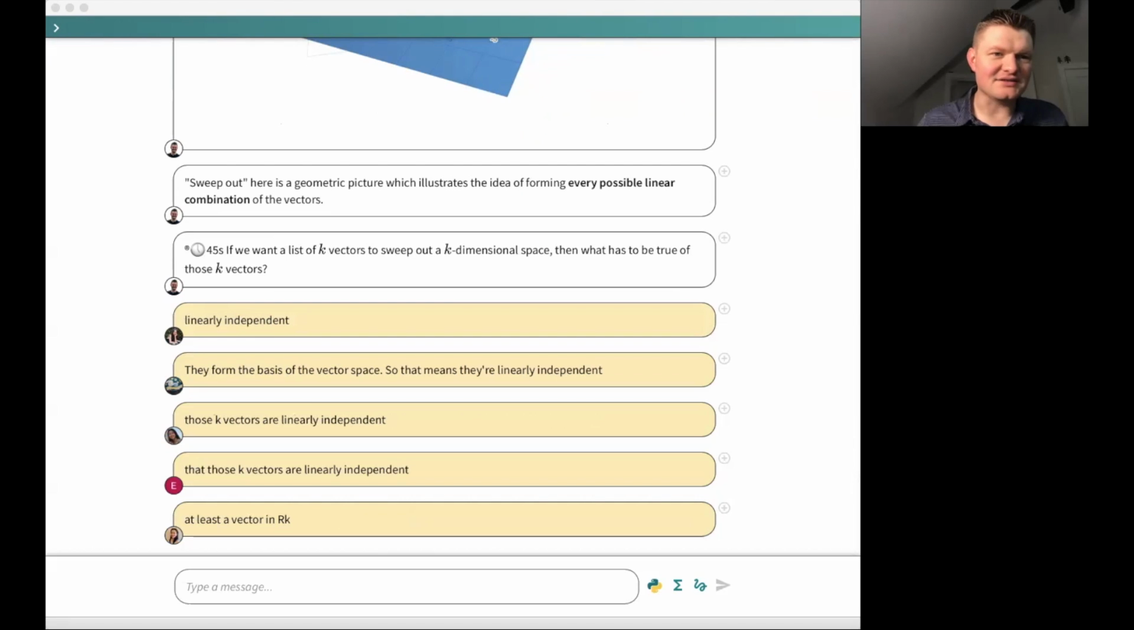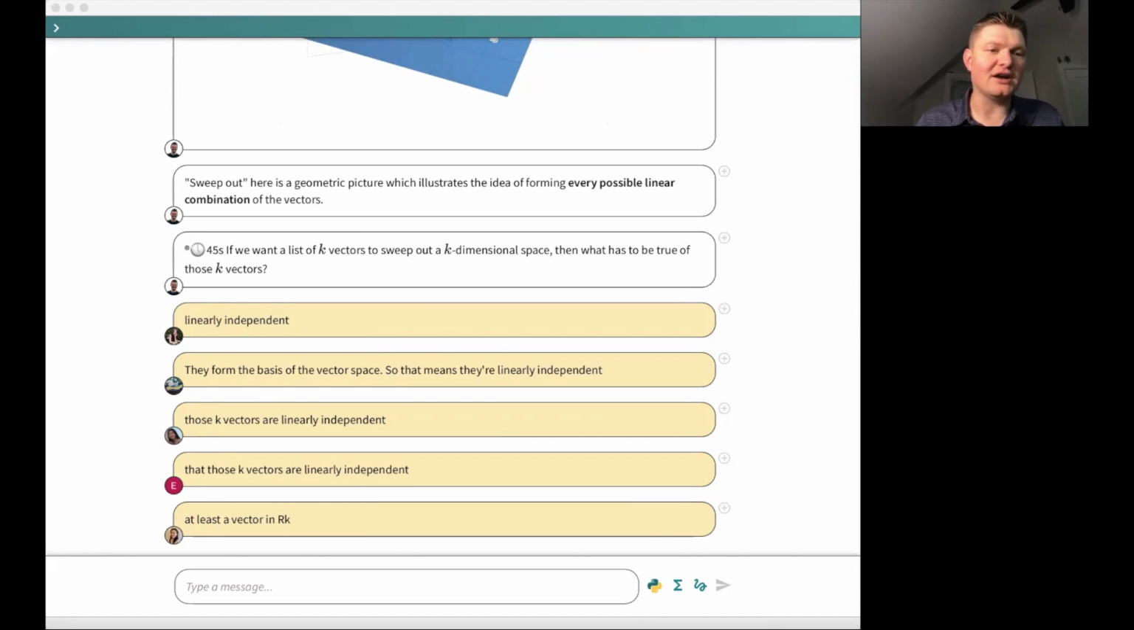Yeah, that's a great answer. That's exactly what's going on here. If you have one vector, you can sweep out a line. If you have two vectors, you can sweep out a plane and so on. But if at any point you choose a vector which is already in the span of the ones that you have, you've wasted that one. You're not using that to reach in a new direction. You might as well not have used it.